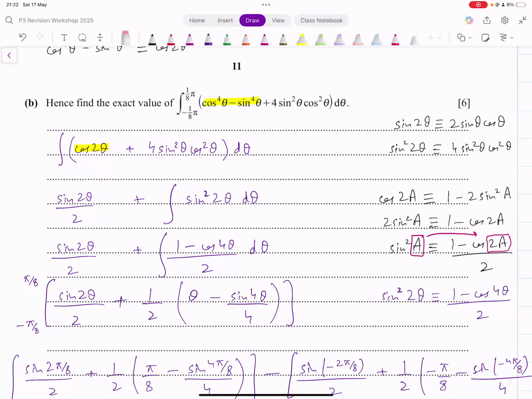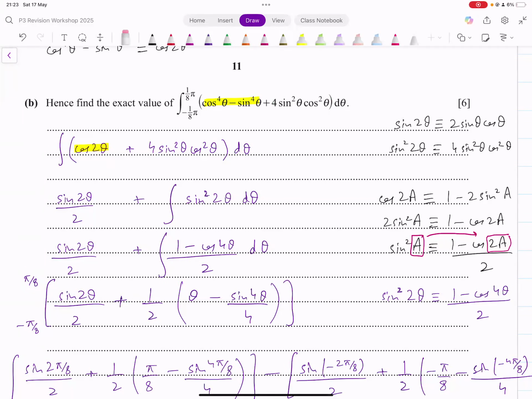But the problem is, how do we integrate this? We saw this earlier as well, but in that question, we had a hint given in the question. Here, we are not given any hint. It's just 4 sine square theta cos square theta, and we're left to figure out on our own how to integrate this. Sine into cos, that should remind you of something.